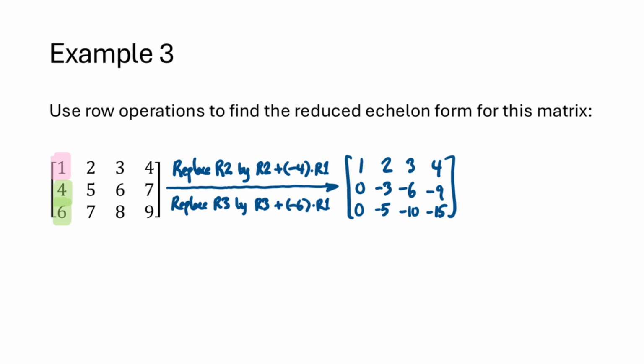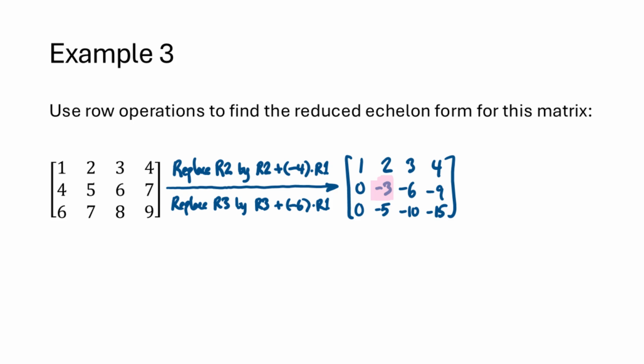So we're replacing row 2 by row 2 plus negative 4 times row 1, and replacing row 3 by row 3 plus negative 6 times row 1. So there's the resulting matrix, and we're ready to move on to the next column. In the next column, the pivot is negative 3. We need to do 2 things.